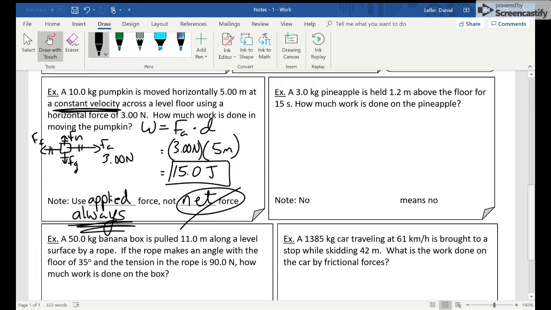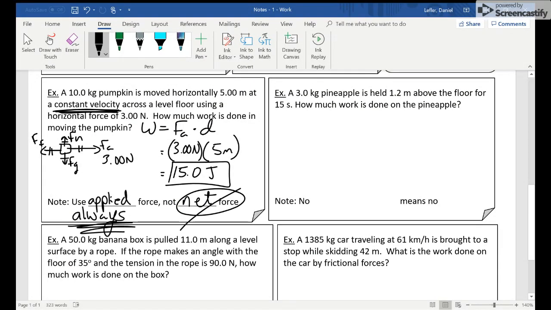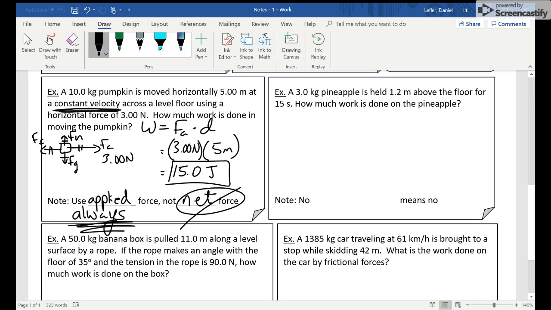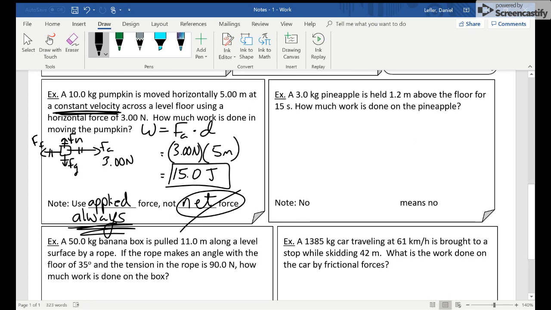Okay, let's look at the second example here. So we have a pineapple is held 1.2 meters above the floor for 5 seconds. How much work is being done on our pineapple? So again, we've got our person. Let me draw here. We've got our person here. Lovely drawing of our person. We have an even better drawing of our pineapple.